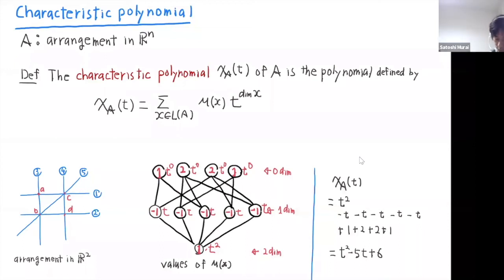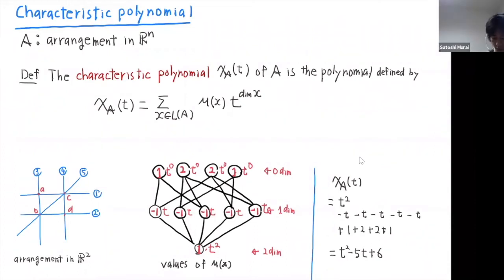So we first compute the Möbius function of each element, and then we add the t to the dimension, and then take a sum of these elements. Then you get the characteristic polynomial. So this is the definition of the characteristic polynomial, and probably I should explain why it is interesting.